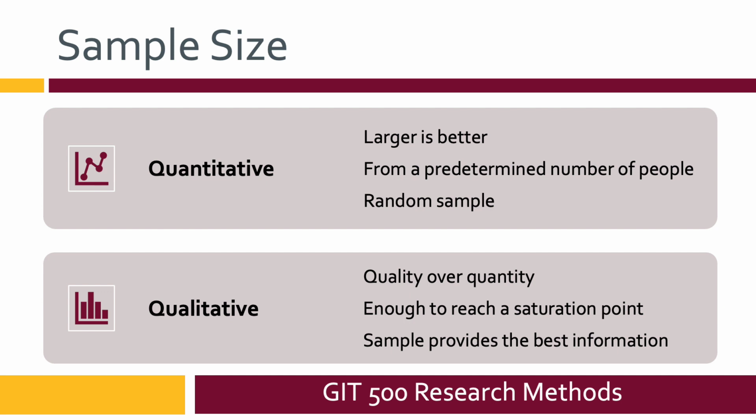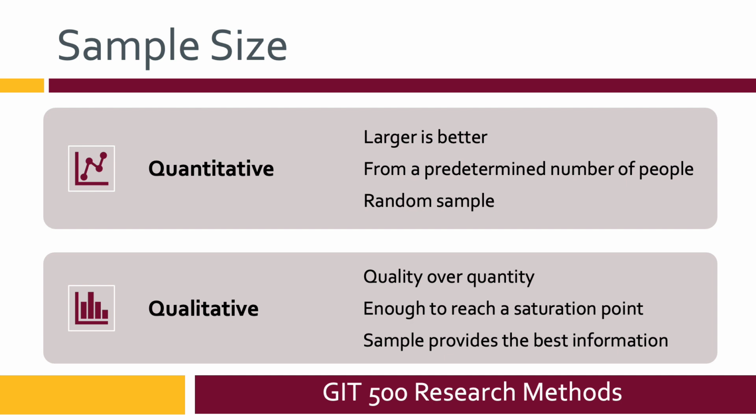The sample size is important. For quantitative, a larger sample is better. It's good to have a predetermined number of people. So if you say I want to have 50 participants, you get 50 participants. You don't decide, oh, well, maybe I'll do 50, and 55 people answered. You can do that, but it's probably better if you don't. And then, of course, it's important that the sample is random.